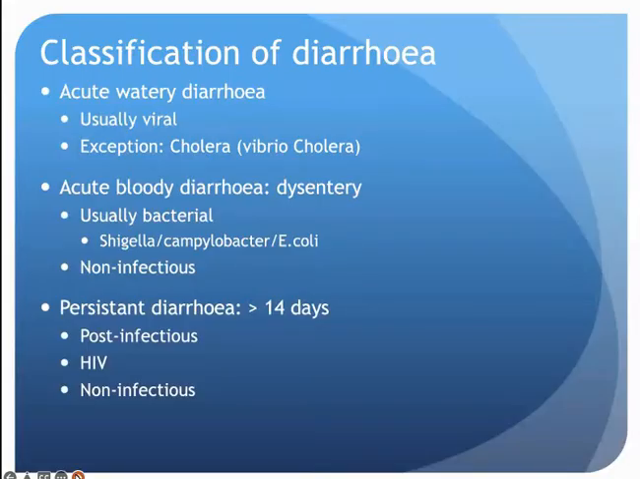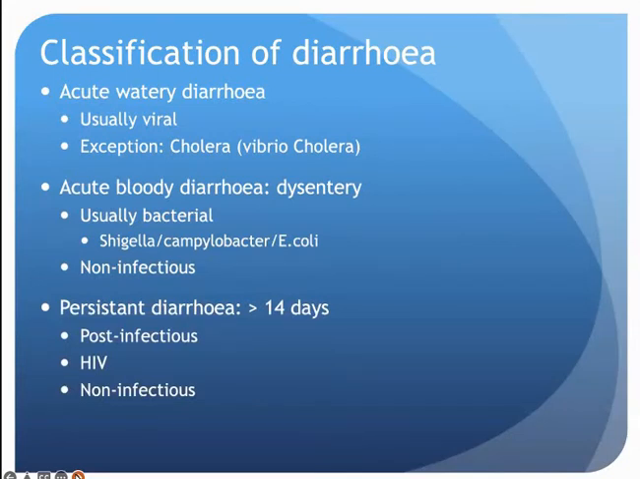So let's talk about how we classify diarrhea. Acute watery diarrhea, which as we've established is small bowel diarrhea, is usually viral in nature. And as with everything in life, there is an exception, and that exception is cholera. I'll talk more about that so you understand when you're going to see it. Acute bloody diarrhea, which we call dysentery, is usually bacterial in nature. And of those, the most important are Shigella, Campylobacter, and E. coli.